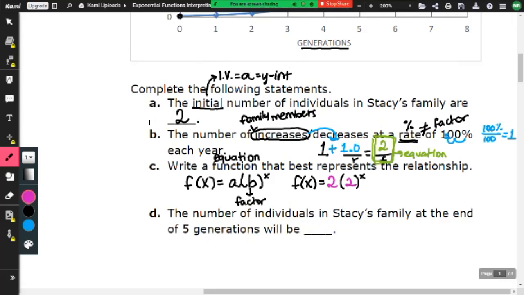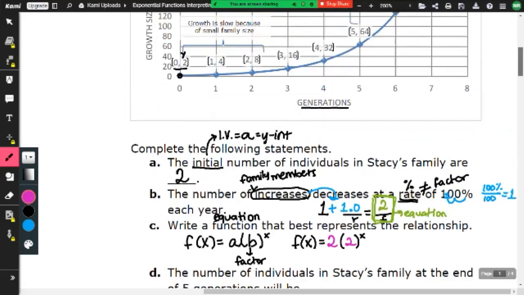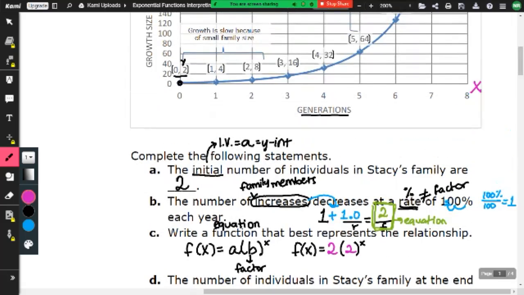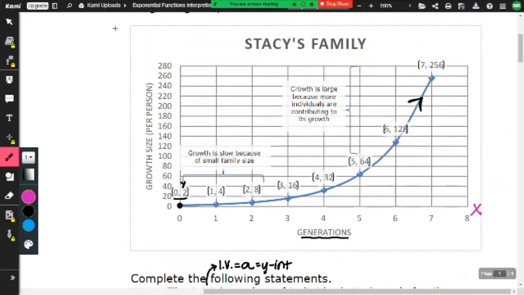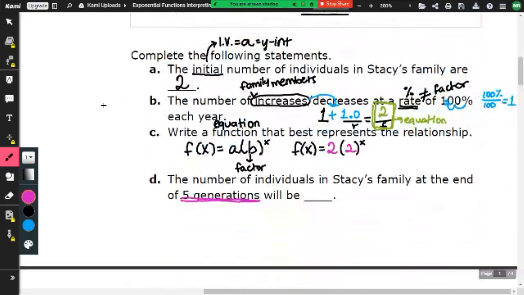Now let's start predicting. The number of individuals in Stacy's family at the end of 5 generations. Where do you see the word generations? On the X or the Y axis? It is your X axis. So that means we're looking at our X values. This is my X axis. This is my Y. My Y is talking about the growth size. So if it gives us 5 generations, if it gives us the X value, we're looking for the Y value.